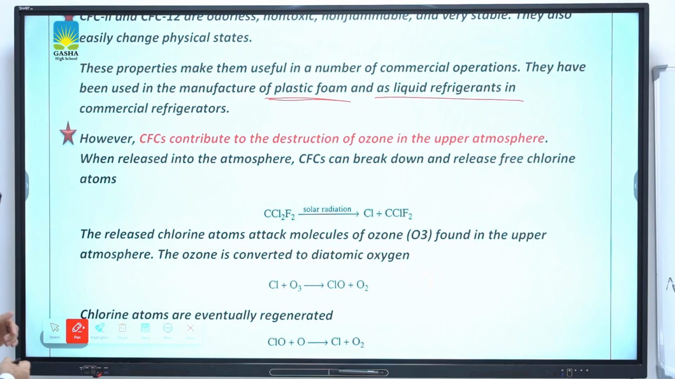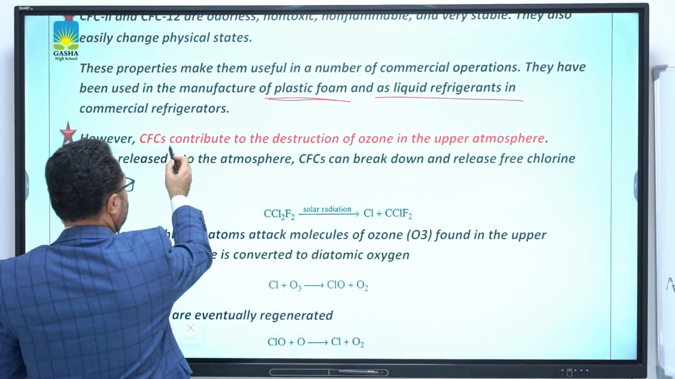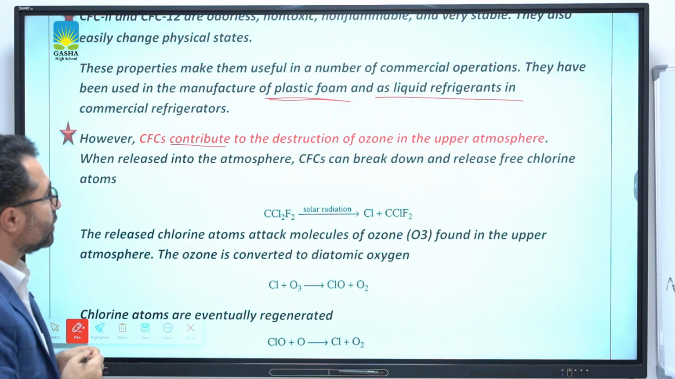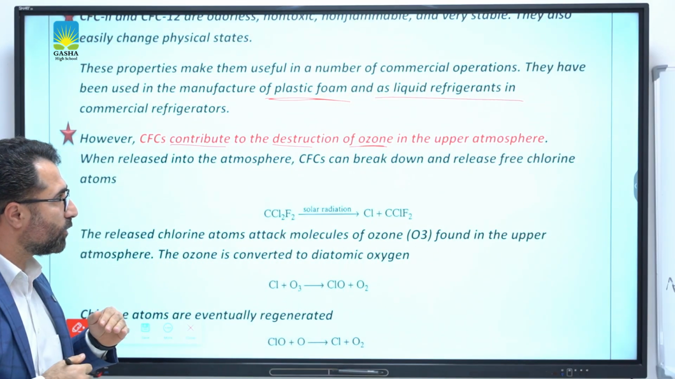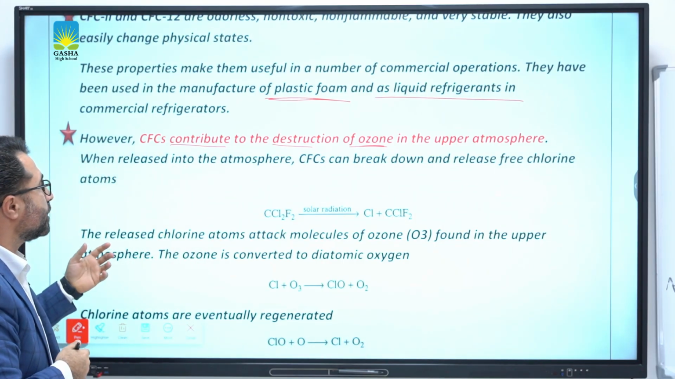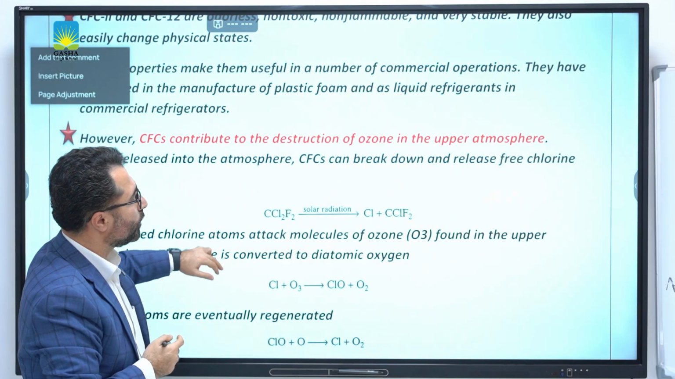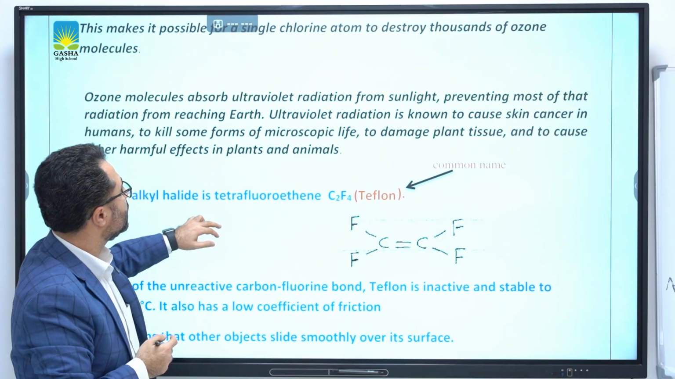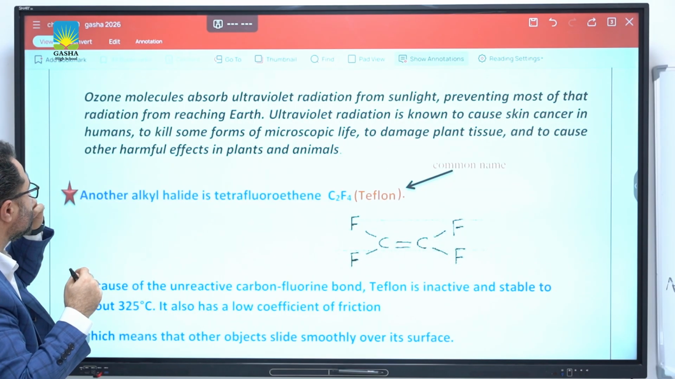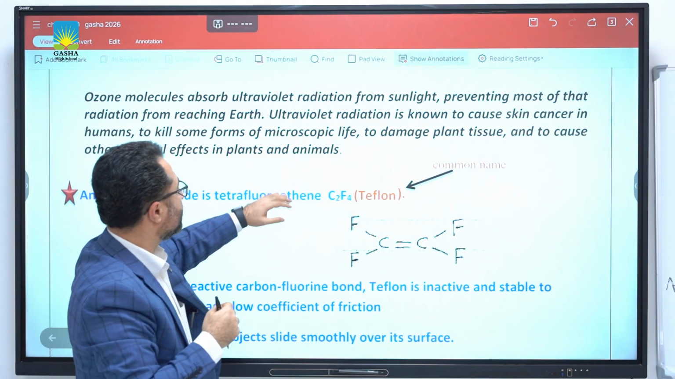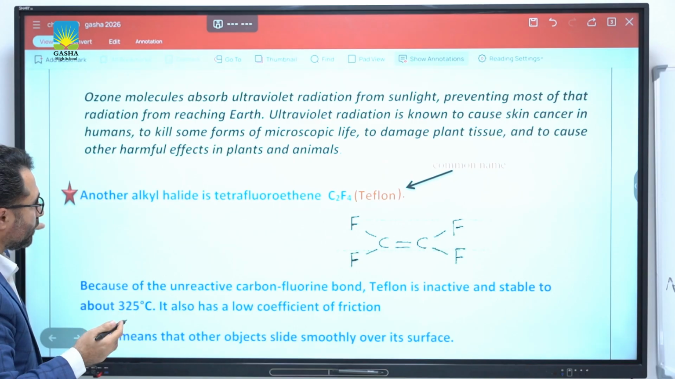The disadvantage of CFCs: they contribute to the destruction of ozone in the upper atmosphere, and they can damage the ozone layer in the upper atmosphere by these reactions. It's a disadvantage. We know the ozone in the upper atmosphere helps us to what, or prevents ultraviolet radiation from coming downward, which causes what, skin cancer.